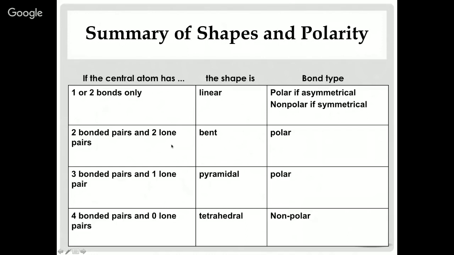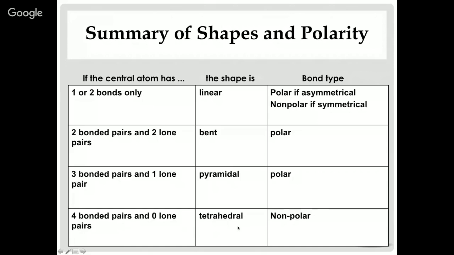If we have 2 bonded pairs and 2 lone pairs, or if we have any lone pairs, we know it's going to be polar, but 2 bonded pairs, 2 lone pairs, that's water. That gives us a bent shape. 3 bonded pairs and 1 lone pair, that's polar, again, because of the lone pair, and that's our pyramid shape, pyramidal. And if we have 4 bonded pairs and no lone pairs, that's nonpolar, and that's our tetrahedral.